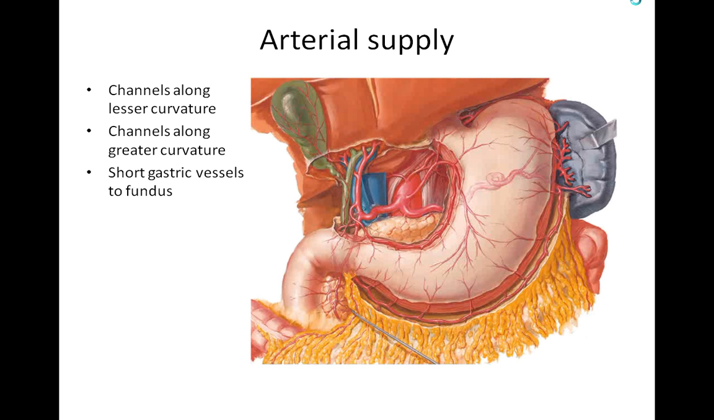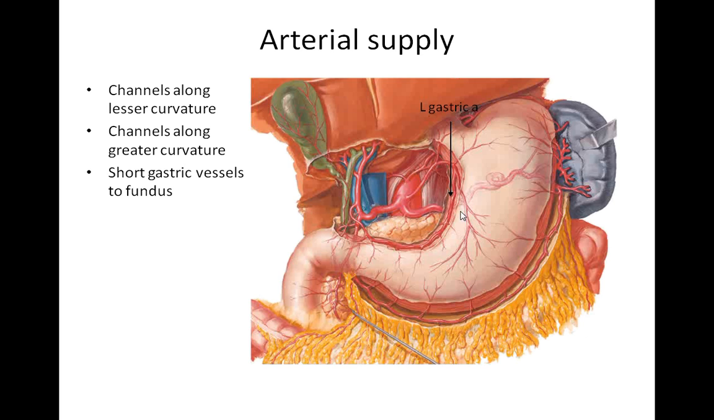The next thing that we need to consider is arterial supply of the stomach. Now, arterial supply of the stomach can be considered as a series of channels along the lesser curvature, a series of channels along the greater curvature, and a series of short gastric vessels to the fundus. The series of vessels along the lesser curvature include the left gastric artery, which is a direct branch of the celiac artery.